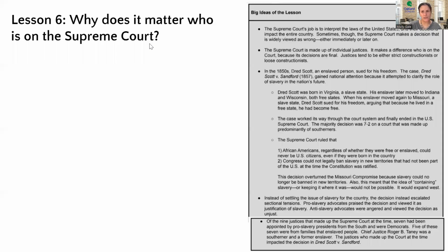So lesson 6, students are moving through the 1850s, and now we're to the point where students are looking at the Dred Scott versus Sandford case. And the lesson question is, why does it matter who is on the Supreme Court? I love this question because I think it's also so enduring. Like, why does it matter now who's on the Supreme Court? And so kids have a chance to really think of what's going on in the US today and what's going to go on in their future lives, and to think about why that mattered in the 1850s.